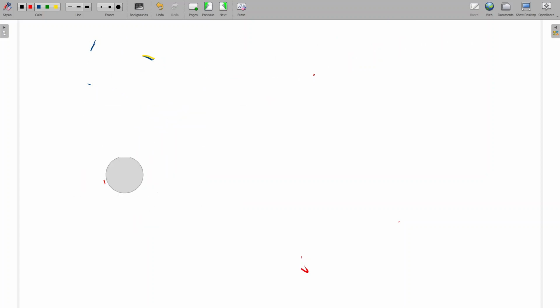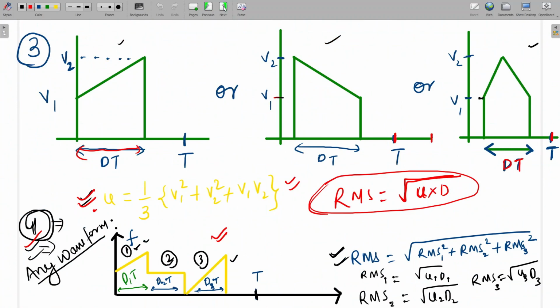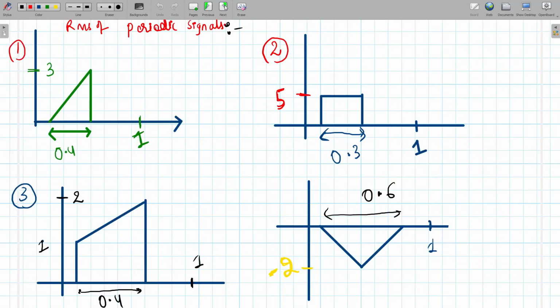So coming to that part. Up to now we have discussed the formulas, so now I'm going to give some questions. You can try the first, second, third, and fourth. In every case, we have to calculate the RMS value. I have already discussed the formula, so you can try one by one and write the answer in the chat box. What will be the RMS for the first? See, root over period, u into d. Calculate and tell what the final answer will be.